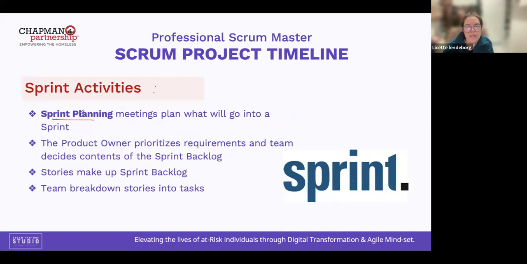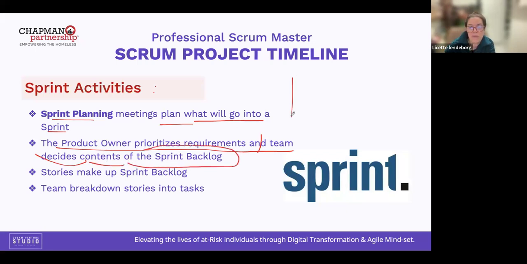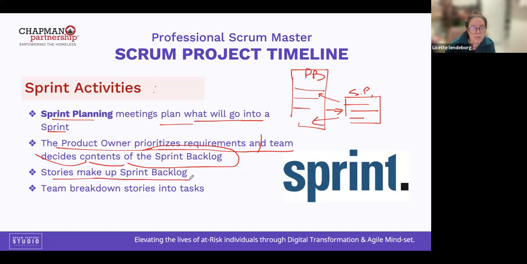The sprint planning meetings plan what will go into the sprint. The product owner prioritizes requirements, and the team makes a decision on what to include in the sprint backlog. Remember, the product backlog is the universe, and the sprint backlog is a subset that we take from the product backlog. The stories make up the sprint backlog.